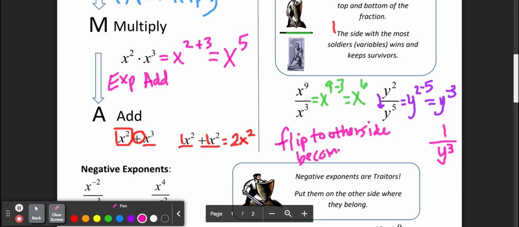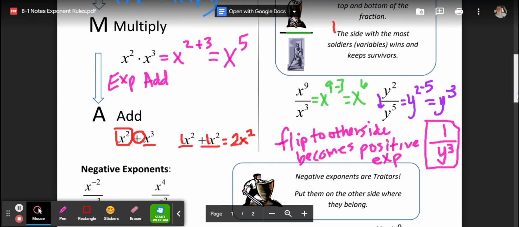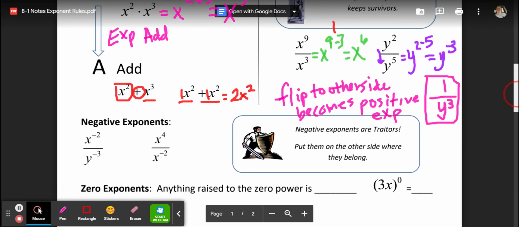Becomes positive exponent. Because we can't leave it as a negative exponent. So this right here would be my answer. In just a little bit, we're going to get to see some examples of doing this a little bit more. Let me scoot it down just a tiny bit more for this next little bit.